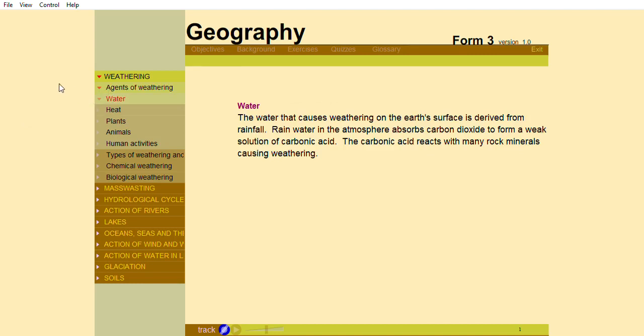Water. The water that causes weathering on the Earth's surface is derived from rainfall. Rainwater in the atmosphere absorbs carbon dioxide to form a weak solution of carbonic acid. The carbonic acid reacts on many rock minerals, causing weathering.